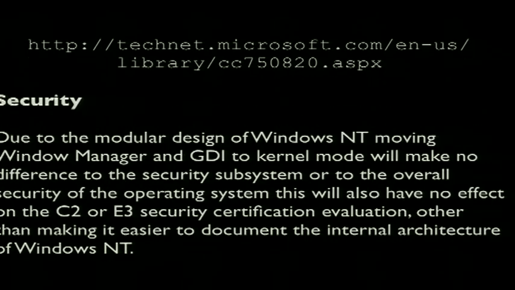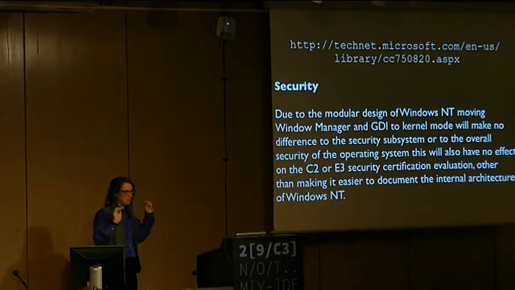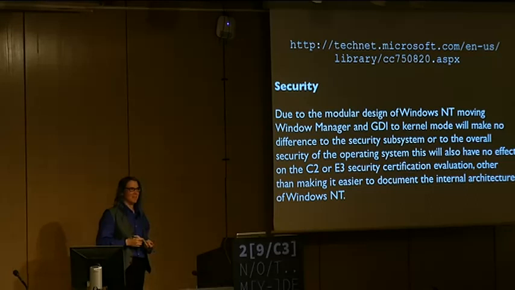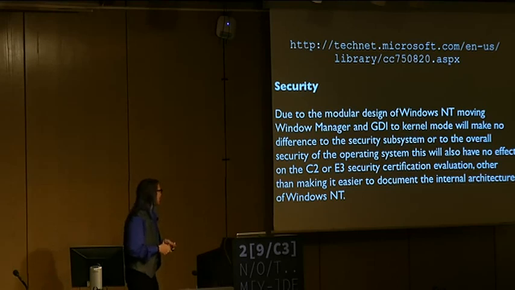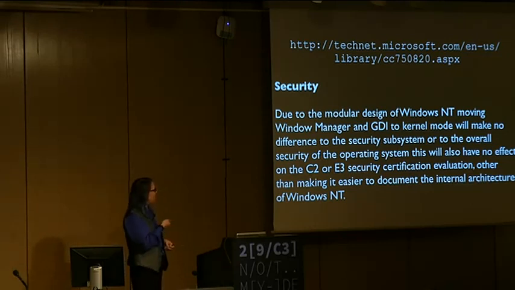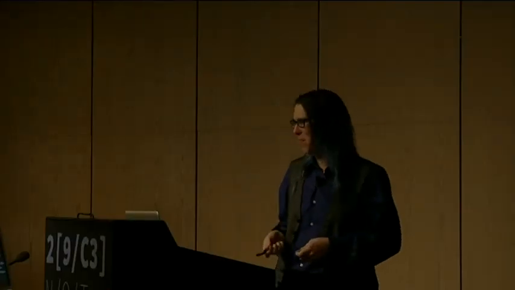This is the best part. This is my favorite part. On the section on security, it says that essentially making this change won't have any effect on the DoD C2 and E3 certification on Windows. If you remember, 10 years ago, that was a big deal that Windows had been C2 certified, which basically means that you glue the floppy drive shut and don't have a network card. But Microsoft hyped it up like crazy because they were trying to sell a bunch of stuff to government agencies. Apparently, this doesn't break the certification somehow.